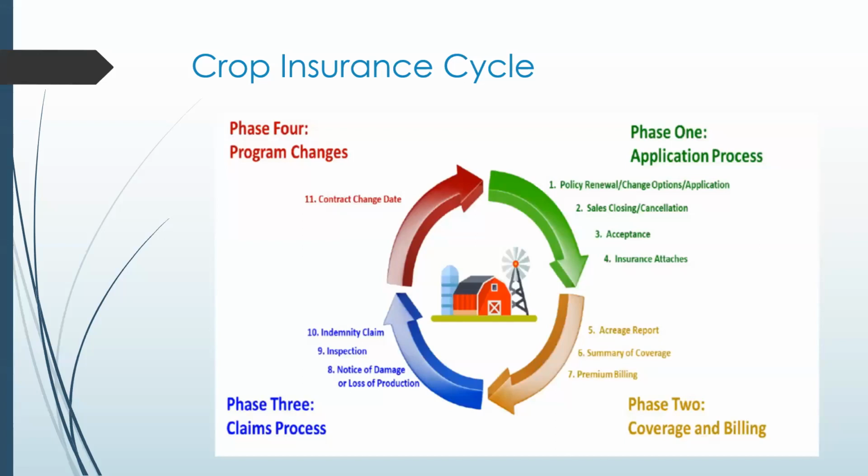There are 4 phases of the crop insurance cycle each year. The insurance plan, level of coverage, and price are selected when you submit an application. It is important to know the sales closing and cancellation dates. These are deadlines for buying or canceling your policy. There's also a date for reporting how many acres of the crops you plant to determine your premium. You have to provide a notice of loss to start the claim process. RMA may make program changes prior to the next year's contract change date. Next slide.